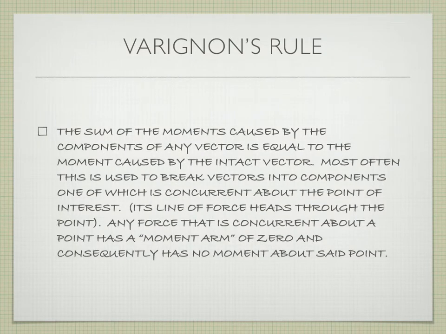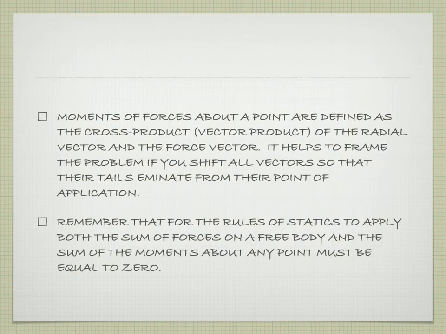You've already learned to do this in physics, and this is Varignon's rule. This is the rule that says you can break up a vector into components, and the actions of each of those components will be the same as that sum vector. Remember that the moment is the cross product of the radial vector and the force vector. Going back to what we did the first couple of weeks, we know that the angular velocity is the cross product of the radial vector and the velocity vector.